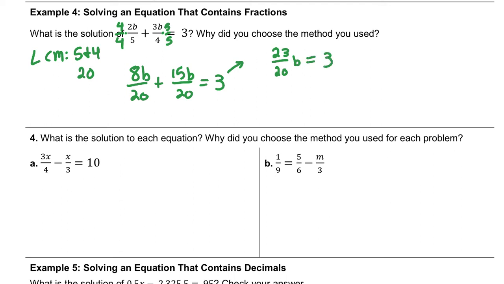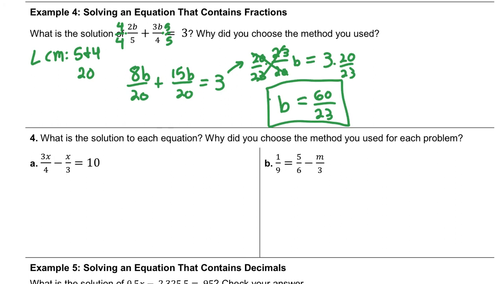So like we did a few lessons ago, we multiply both sides by the reciprocal of 23 over 20, which is 20 over 23. That is because this becomes 1, which eliminates it from that side of the equation. So our final solution is 60 over 23, which is a solution I would leave it as. 60 over 23 is fine. I don't want a decimal as my answer. I'd prefer to leave it as a fraction.